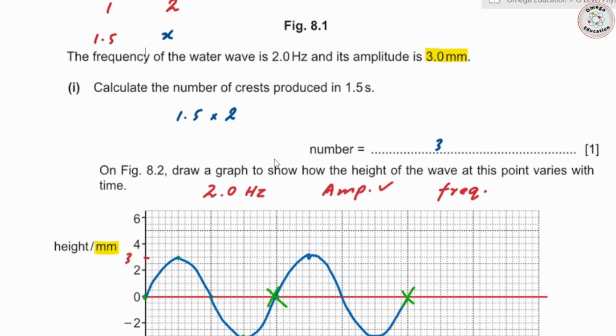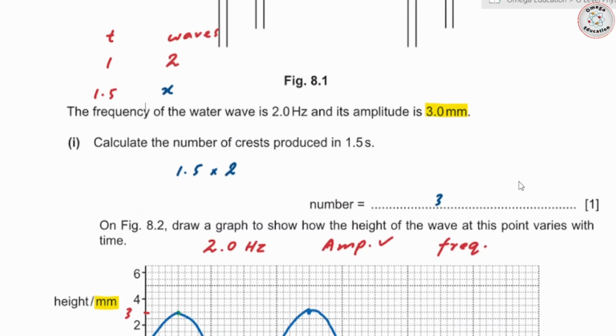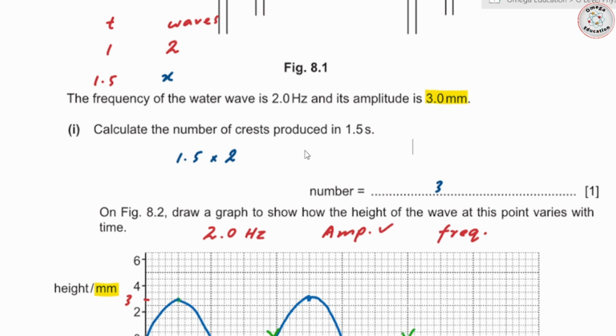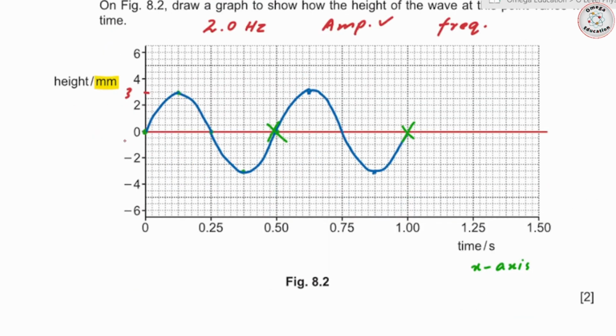On the graph, draw a graph to show how the height of the wave at the point varies with time. So we need two pieces of information. One is about the frequency, and the second is about the amplitude. First of all, we can draw a mean position at 0, represented by a red line.